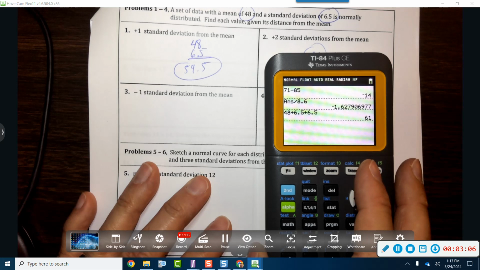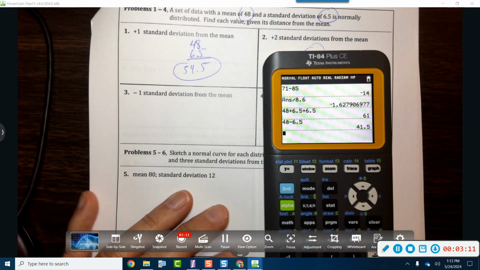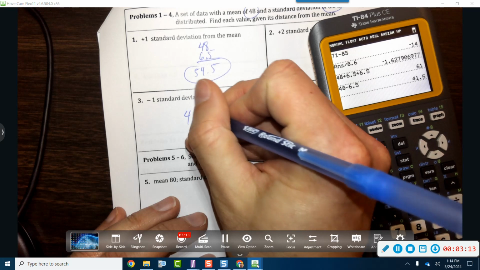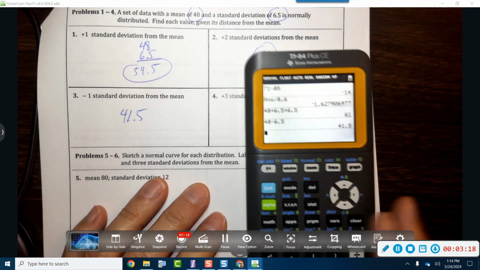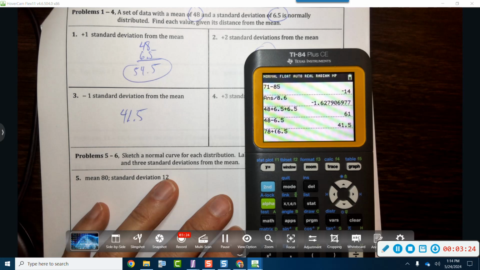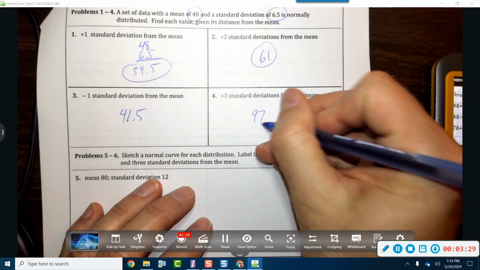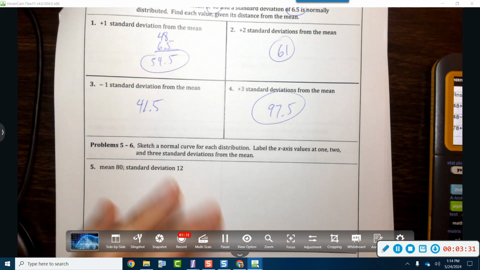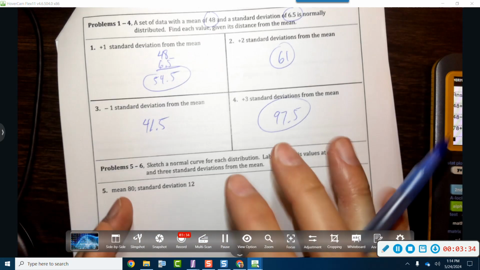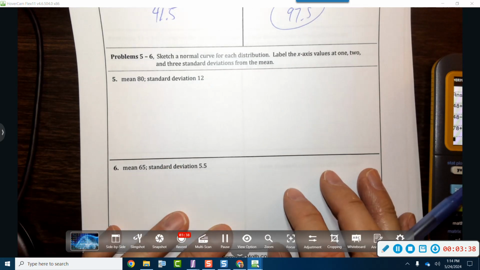Negative 1 standard deviation from the mean, 48 minus 6.5, would take us to 41.5. And then 3 standard deviations from the mean would be 48 plus, in parentheses, 6.5 times 3. That would be 97.5. So it's pretty rare that you're going to get a 97.5, whatever they're measuring here.